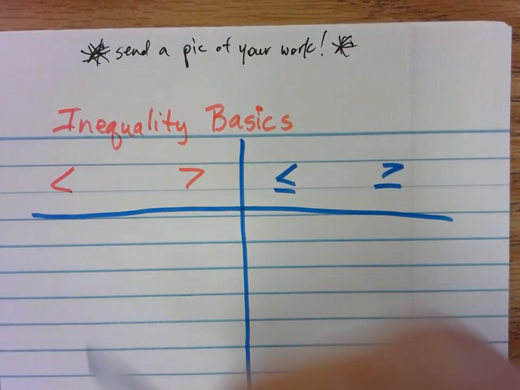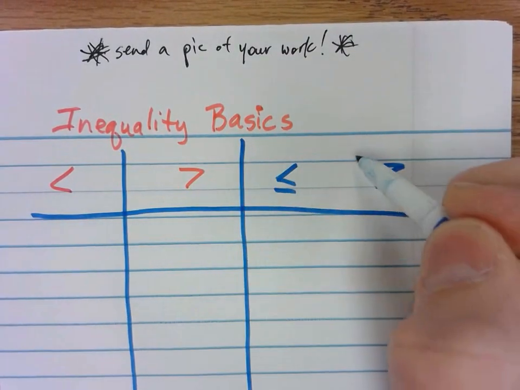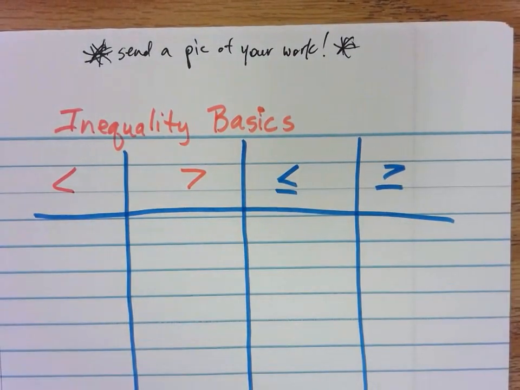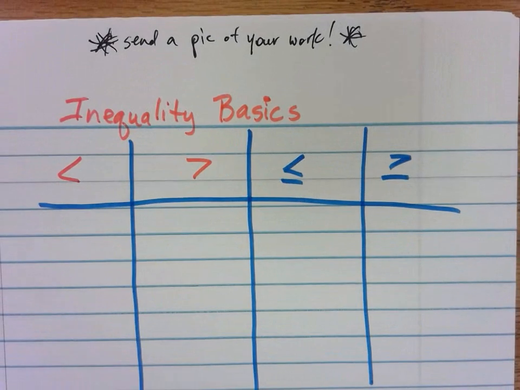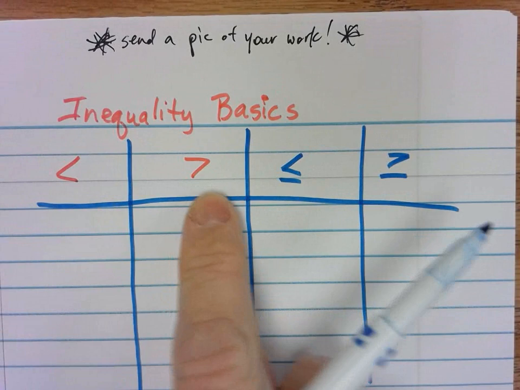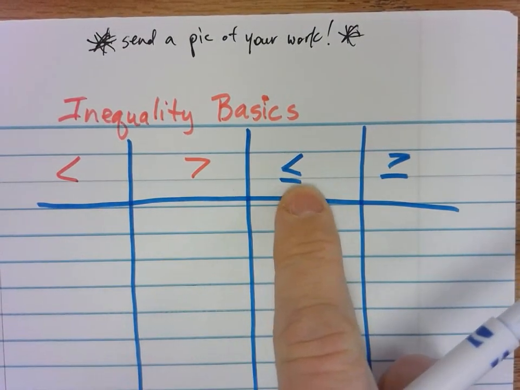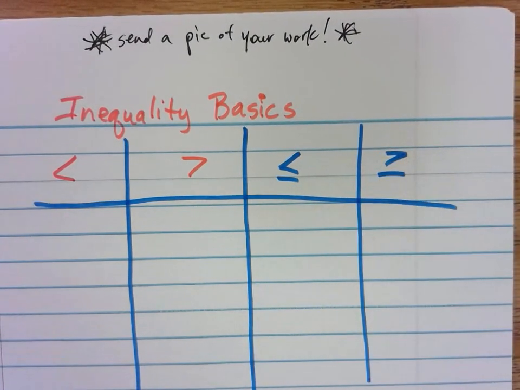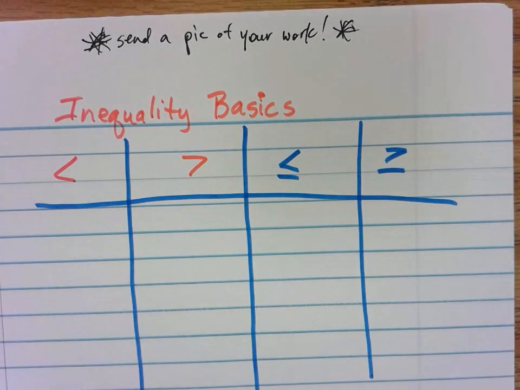All right, so we're going to make us a 4 little column chart here. All my groovy friends. And as you can see, we've got one that points to the left and one that points to the right. One that's pointing left with that little line under it, and one that's pointing right with that little line under it. So if you know what they are, let's get down to it.